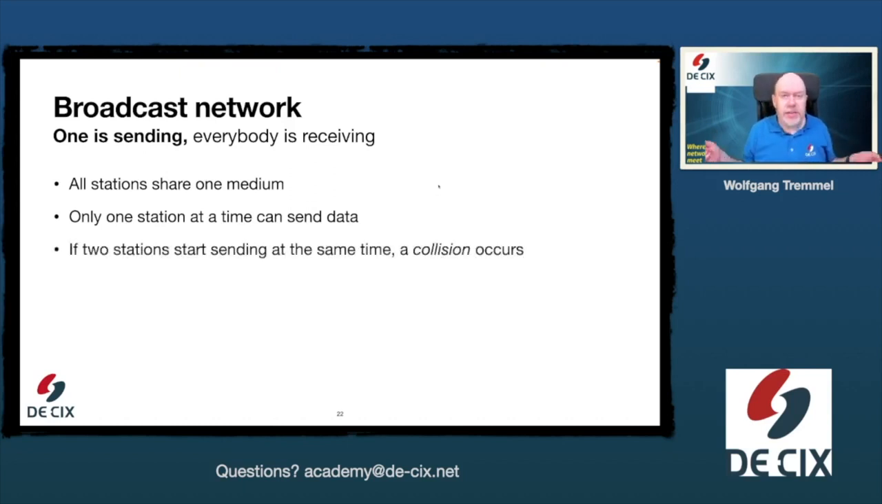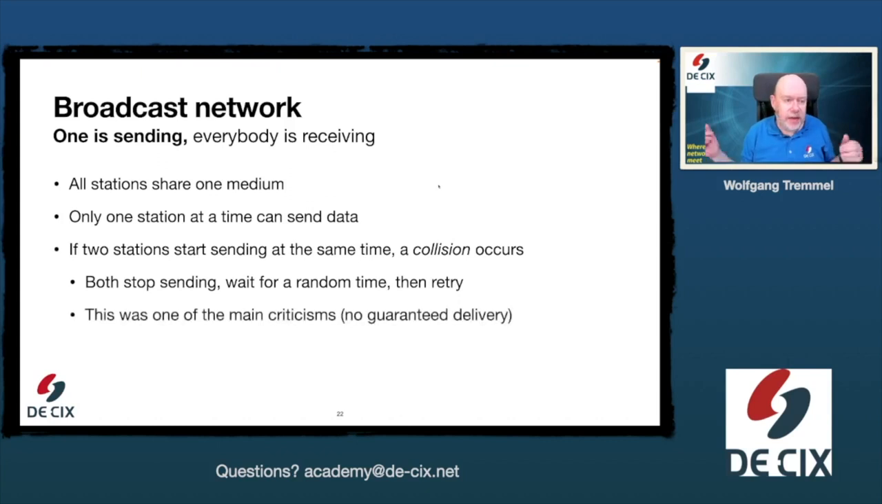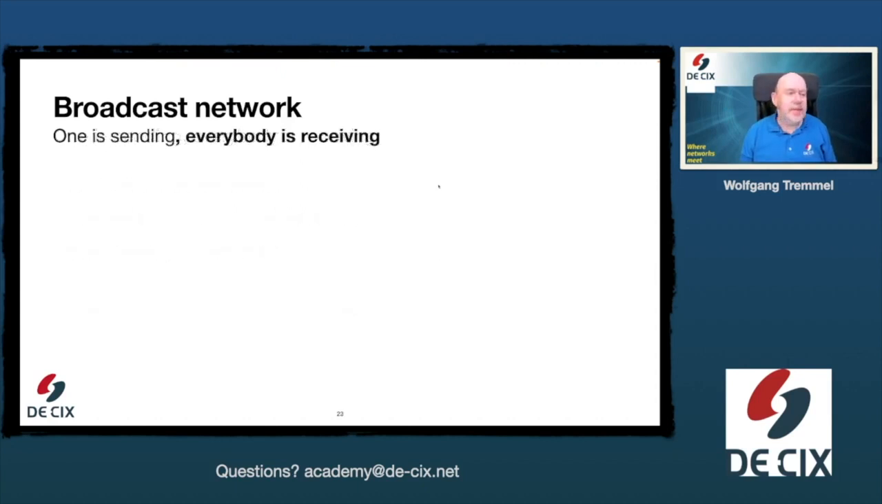If 2 stations send, a collision occurs, and that can be detected by the senders, and then they both stop and try again after a random amount of time. And mathematicians don't like randomness, so this was seen as a disadvantage of Ethernet, that there was no guaranteed delivery. But what you're using today is Ethernet, so somehow it works. Good. Broadcast network means one is sending, everybody is receiving.